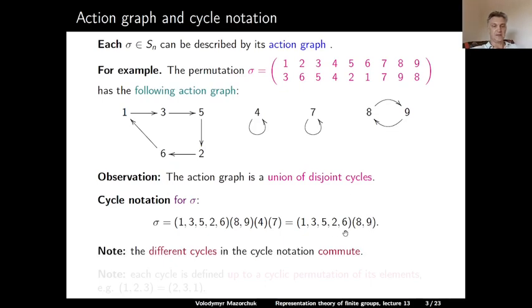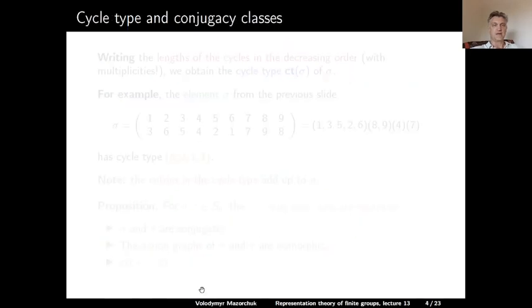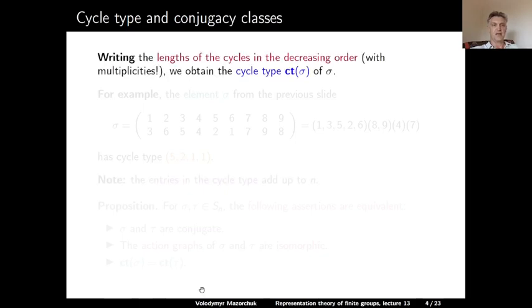Note that different cycles in the cycle notation commute. And also each cycle is defined up to a cyclic permutation of its elements. So in particular, the notation for the cycle (1, 2, 3) describes the same cycle as described by the notation (2, 3, 1). The cycle notation allows us to define the cycle type for a permutation. For this, we just write the lengths of the cycles in the decreasing order and with multiplicities. And we also include all cycles of length 1 here. So if we do that, we obtain the cycle type of sigma.